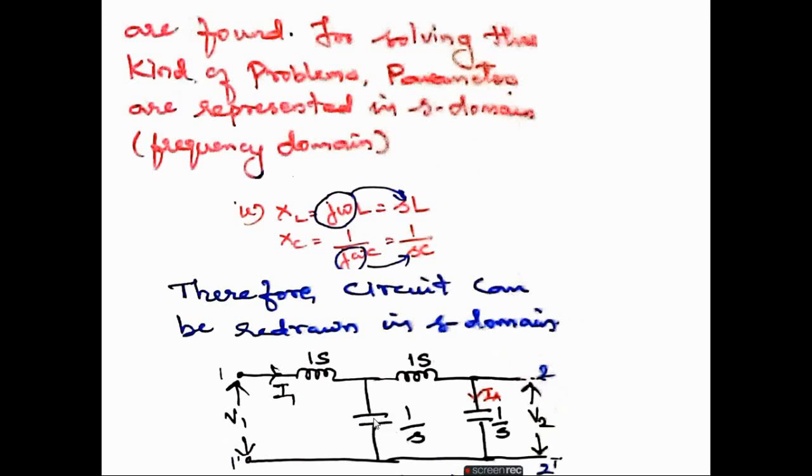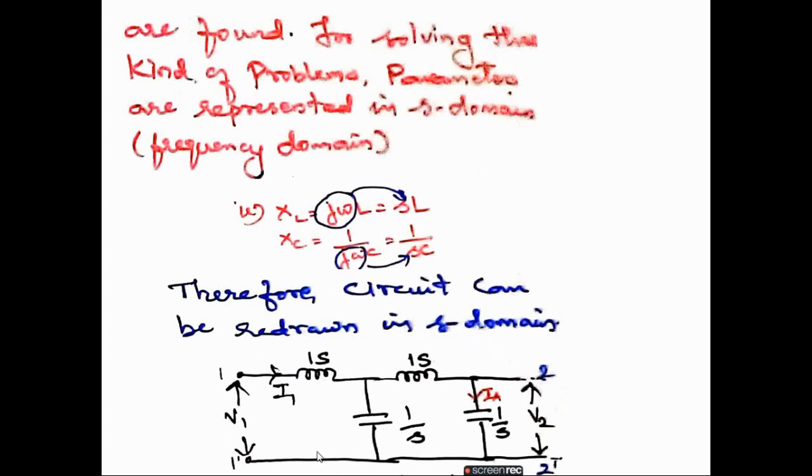So whatever the value of capacitance you are getting, that will be coming here. If you are getting 5 farad, it is 1 by 5S. If we are getting 2 Henry, then it is 2S. So this is your circuit after converting into reactance.